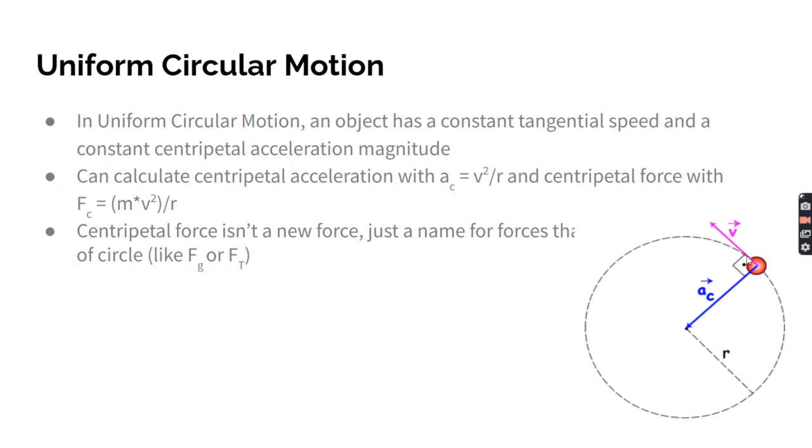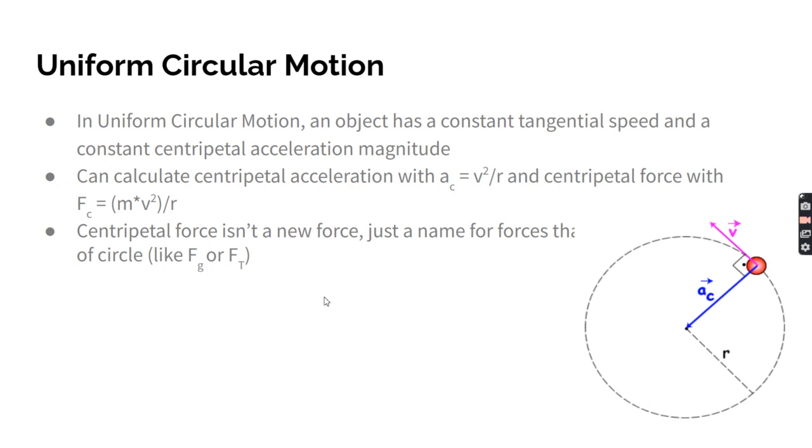So instead of always pointing this way, sometimes it's going to point that way, other times it'll point that way, and so on. And then centripetal acceleration always points towards the center of the circle. That is the most important part with centripetal acceleration. That's what it means. But you can calculate centripetal acceleration with a equals v squared, which is this tangential velocity, over r. And then you can calculate the centripetal force by just multiplying this by the mass of the object. So F equals ma, or in this case, F equals m v squared over r.